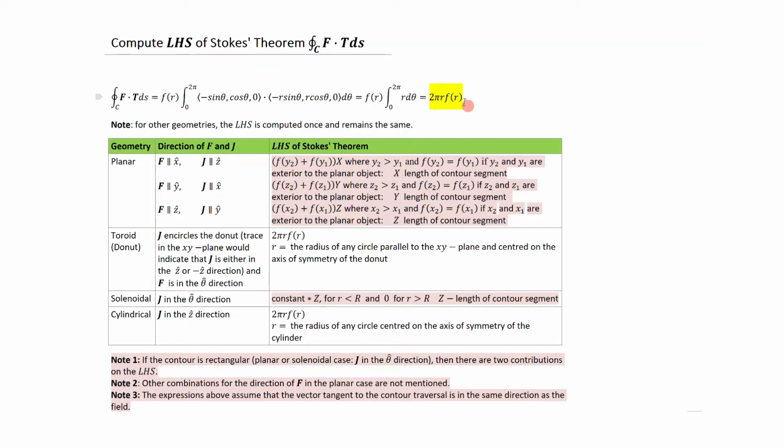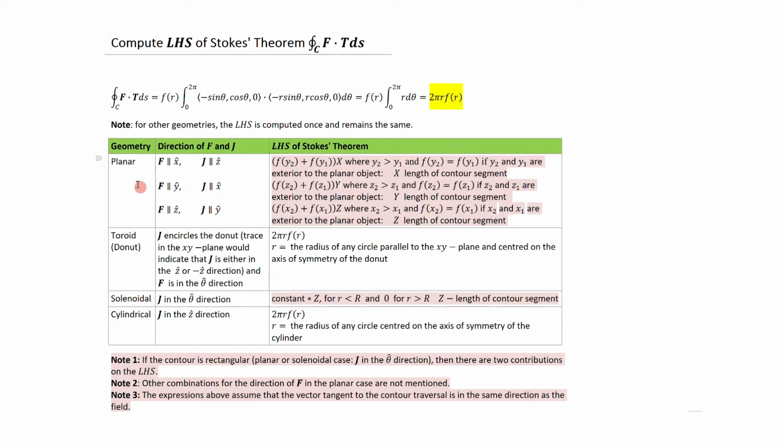Notice that this is a fixed entity, and essentially for any given geometry you do this calculation only once. And just to make things somewhat simple, I have compiled a table for the other types of symmetries that you're going to see. Planar being one, toroidal, which is a donut, solenoidal, and cylindrical.